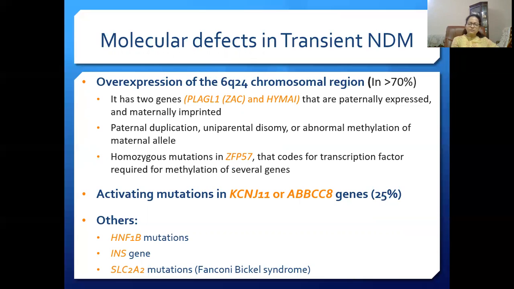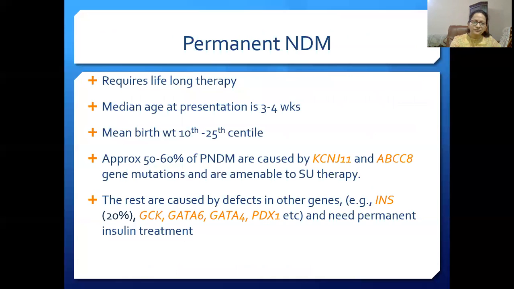So in 25% of babies with transient neonatal diabetes, you find mutations in KCNJ11 or ABCC8 genes. And the others are insulin gene mutations. So remember that insulin gene mutation as well as KCNJ11 and ABCC8 gene, they can cause both transient and permanent forms of neonatal diabetes. Then HNF1 beta mutations and SLC2A2 mutations, that is the gene defect which is responsible for Fanconi-Bickel syndrome. We'll talk a little bit more about it later.